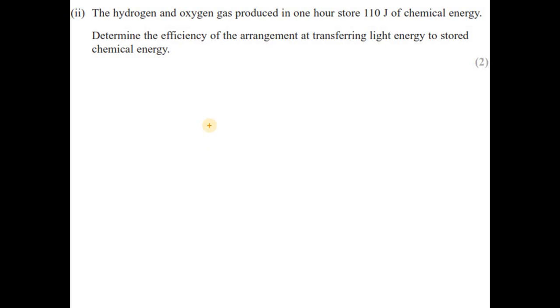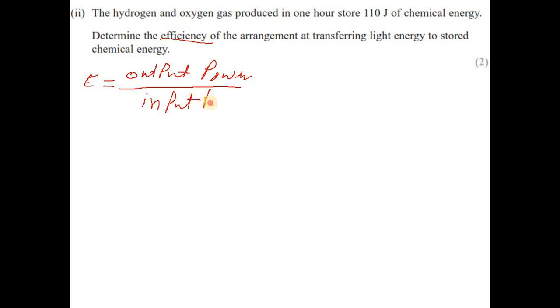Part 2: the hydrogen and oxygen gas produced in 1 hour stores 110 joule in chemical energy. Determine the efficiency of the arrangement transferring light energy to stored chemical energy. So we just need to find the efficiency, and efficiency E is output power divided by input power. Or you can use output energy E out divided by input energy. So both are valid because energy is given.